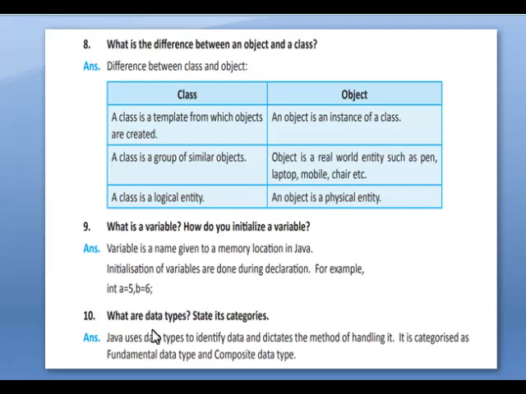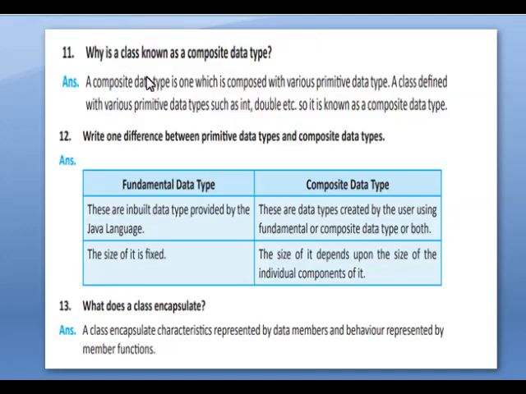What are data types? State their characteristics. Java uses data types to identify data and dictate the method of handling it. It is categorized as fundamental data types and composite data types. Then, why is a class known as a composite data type? A composite data type is one which is composed of various primitive data types, a collection of primitive data types. A class is defined with various primitive data types such as int, double, etc. So it is known as a composite data type.